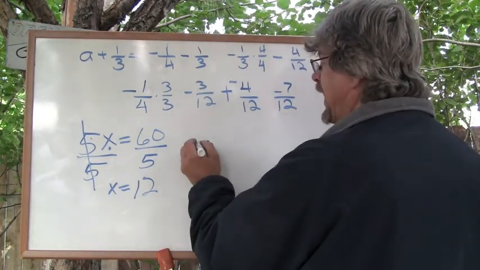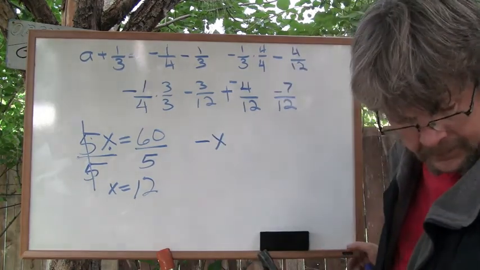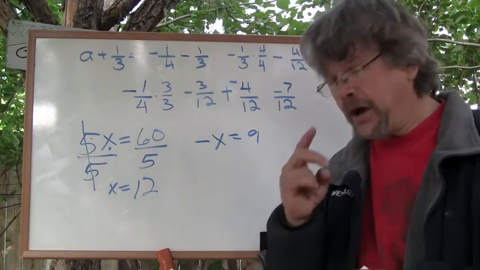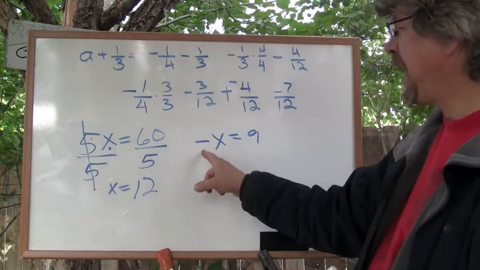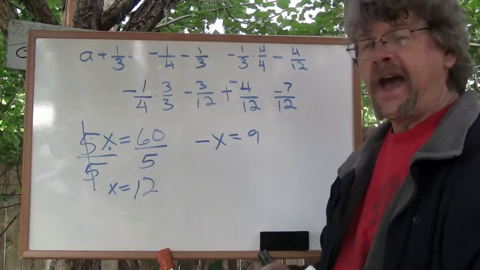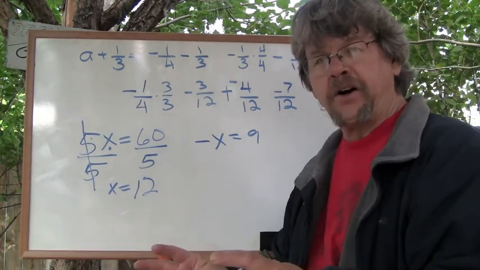And then finally, here's one that I thought was worth looking at, and then we'll stop it here. Negative x equals 9. How would you solve something like that? You have a negative in front of a variable, and then a simple equals 9. You have to make the variable positive always.